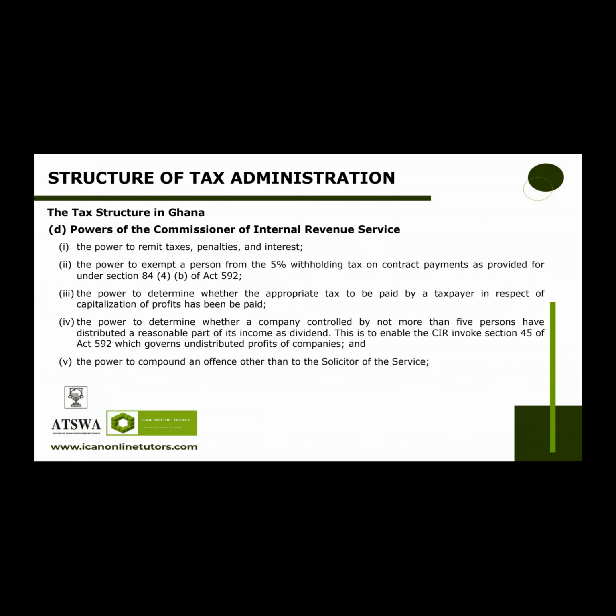Also, he has the power to determine whether the appropriate tax to be paid by a taxpayer in respect of capitalization of profits has been paid, and the power to determine whether a company controlled by not more than 5 persons has distributed a reasonable part of its income as dividend. This is to enable the CIR invoke Section 45 of Act 592, which governs undistributed profits of companies. And lastly, the power to compound an offense other than to the solicitor of the service.